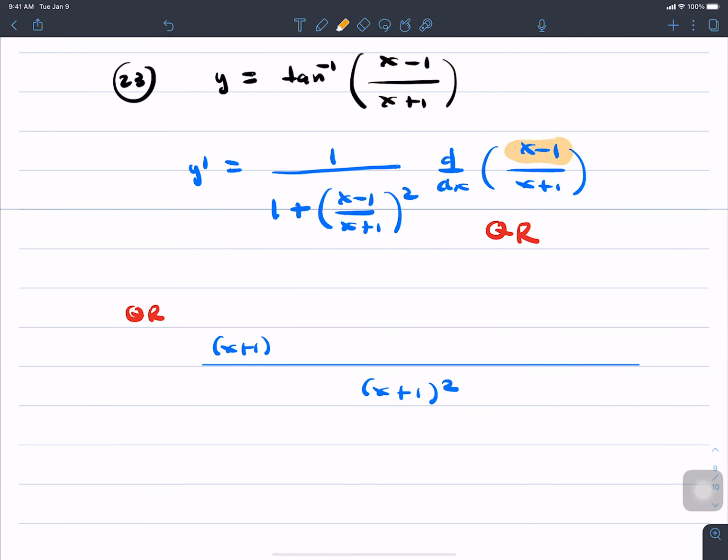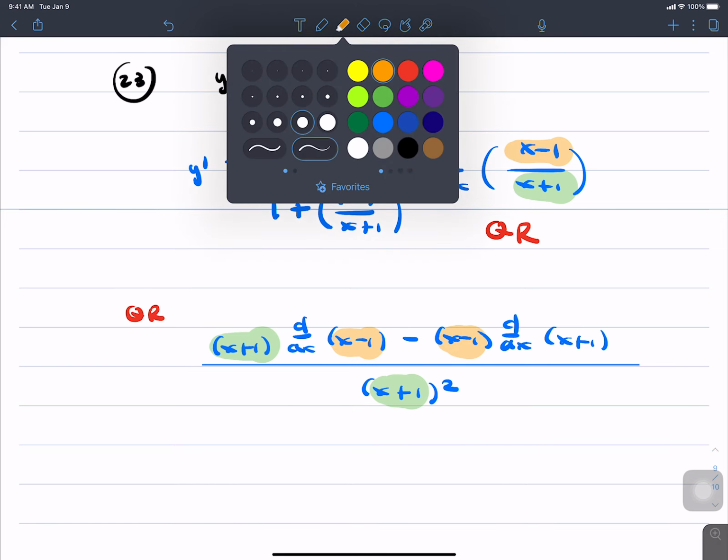Here's my numerator. Here's my denominator. So we take that denominator and square it, bring up the denominator. Now take the derivative of the numerator, which is x minus 1. And quotient rule, this is minus the numerator times the derivative of the denominator. And there we go.